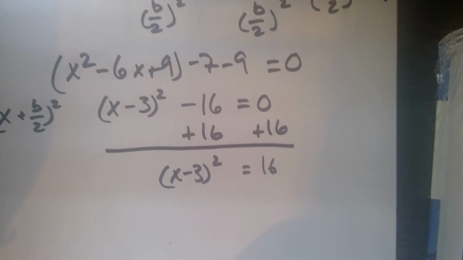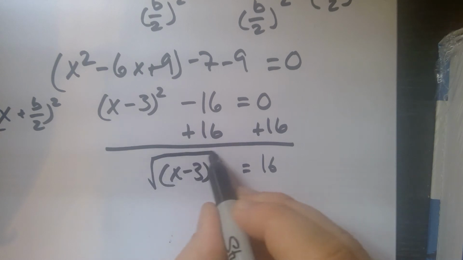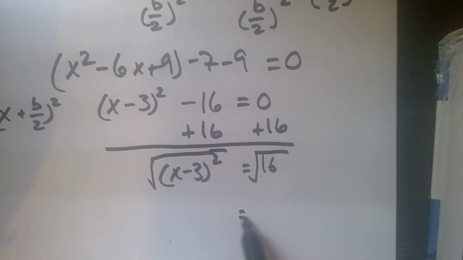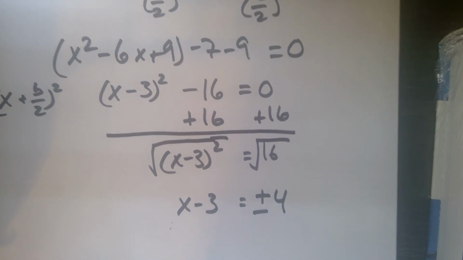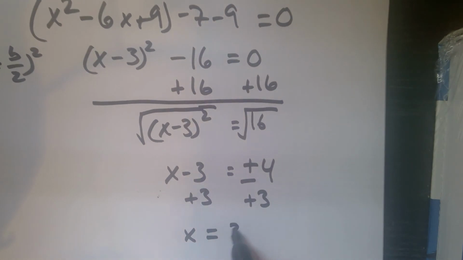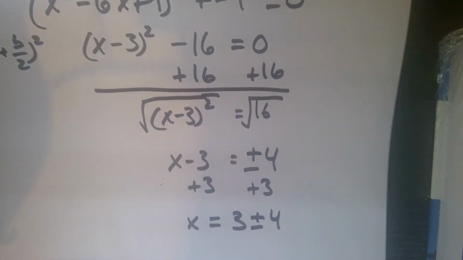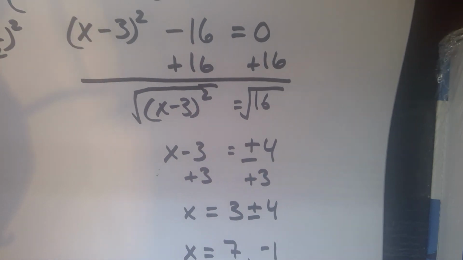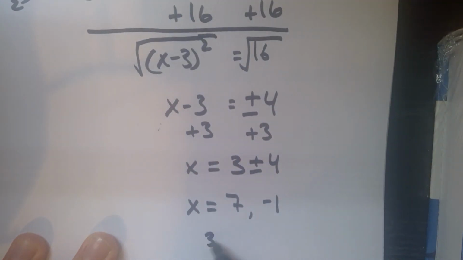The inverse operation of a squared number is still square root. Okay, so we get x minus 3 equals plus or minus 4. Gotta have that plus or minus. Let's add 3 to both sides. So x equals 3 plus or minus 4, which means x equals 7 or negative 1. Okay, we got this by saying 3 plus 4, 3 minus 4.